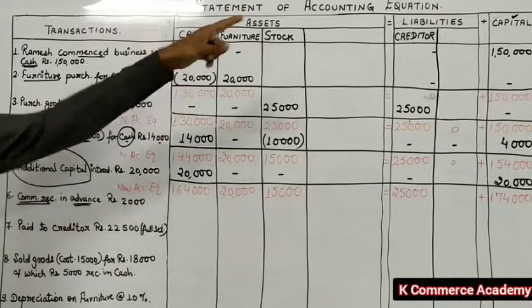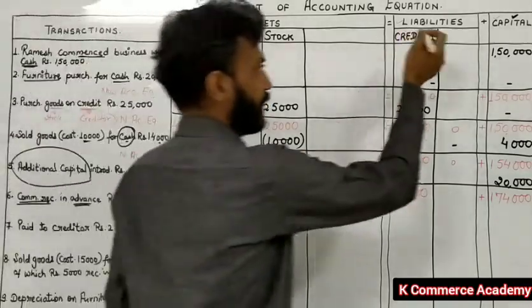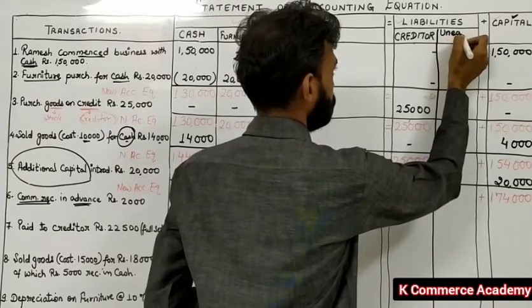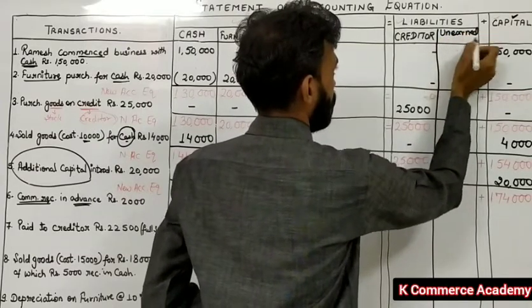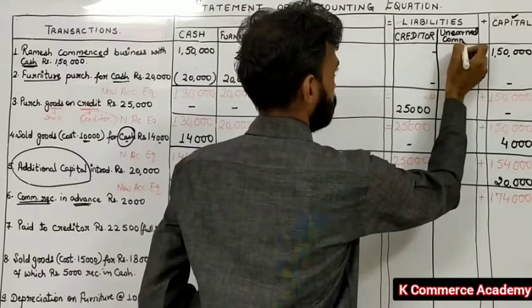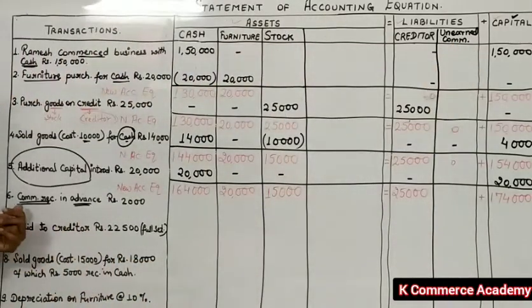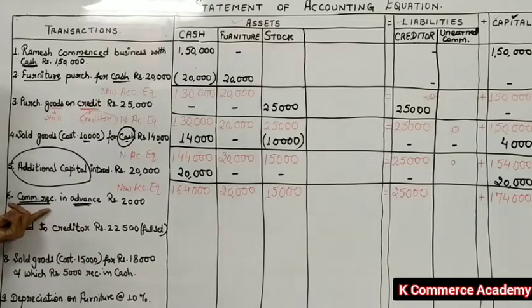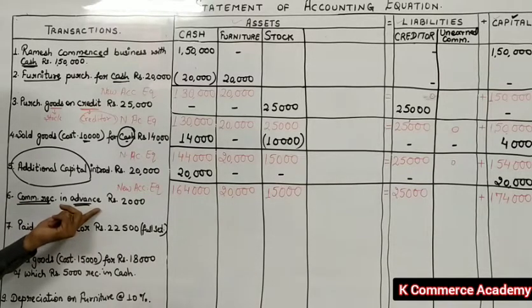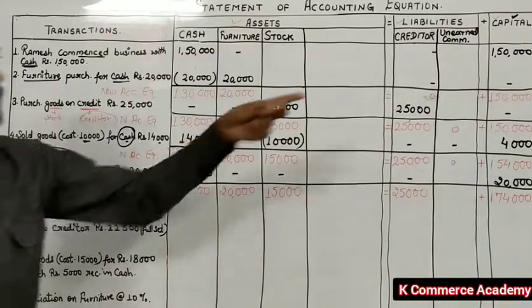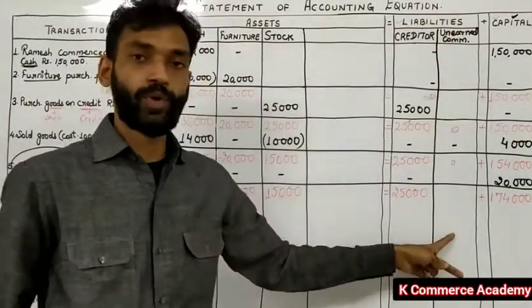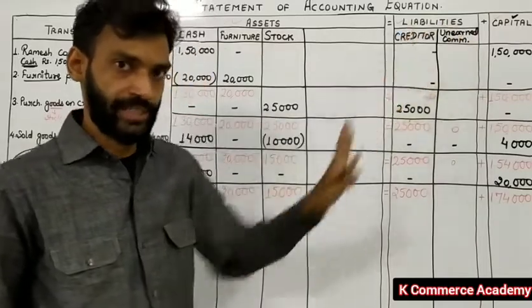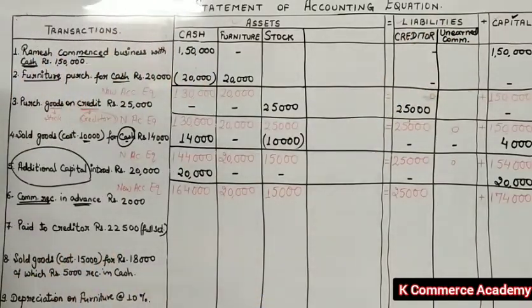So what we are going to do in the liabilities, together with the creditors, we will create one more column, unearned commission. The transaction is commission received in advance. Whatever income you have received in advance is your liability. So in the liabilities we have created one more column for unearned commission, or you may write it here as advance commission or commission received in advance.